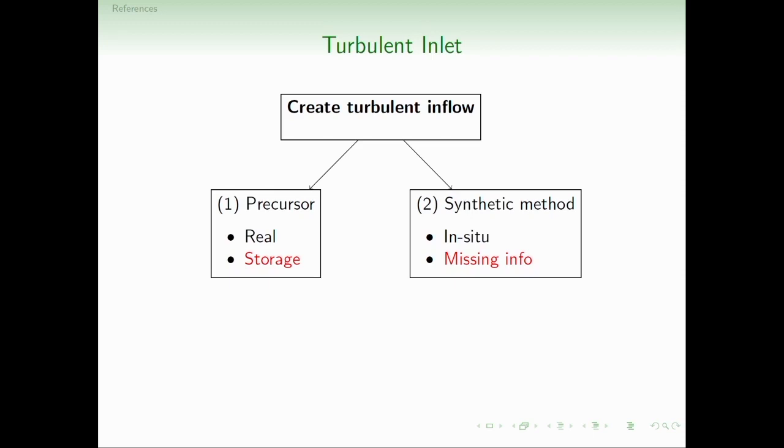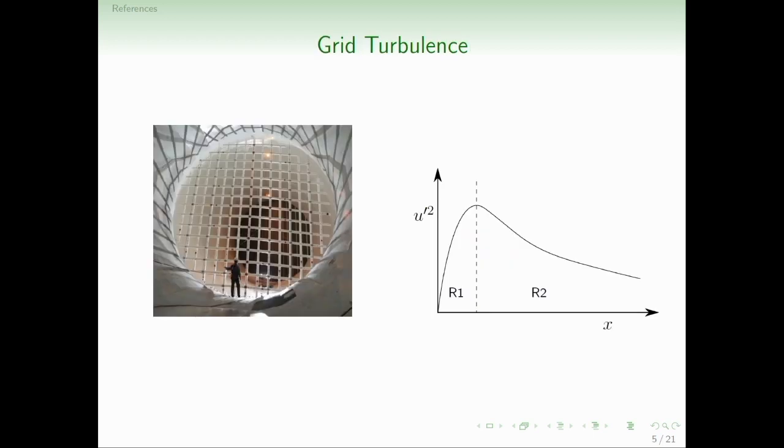Or we could use a synthetic method which creates the turbulence in situ in our domain. The problem is you might have some missing inflow. You might not know exactly how your turbulence should look at the inlet. So the first thing I'll talk about is grid turbulence. How can we use a grid turbulence precursor to kick off our simulation?